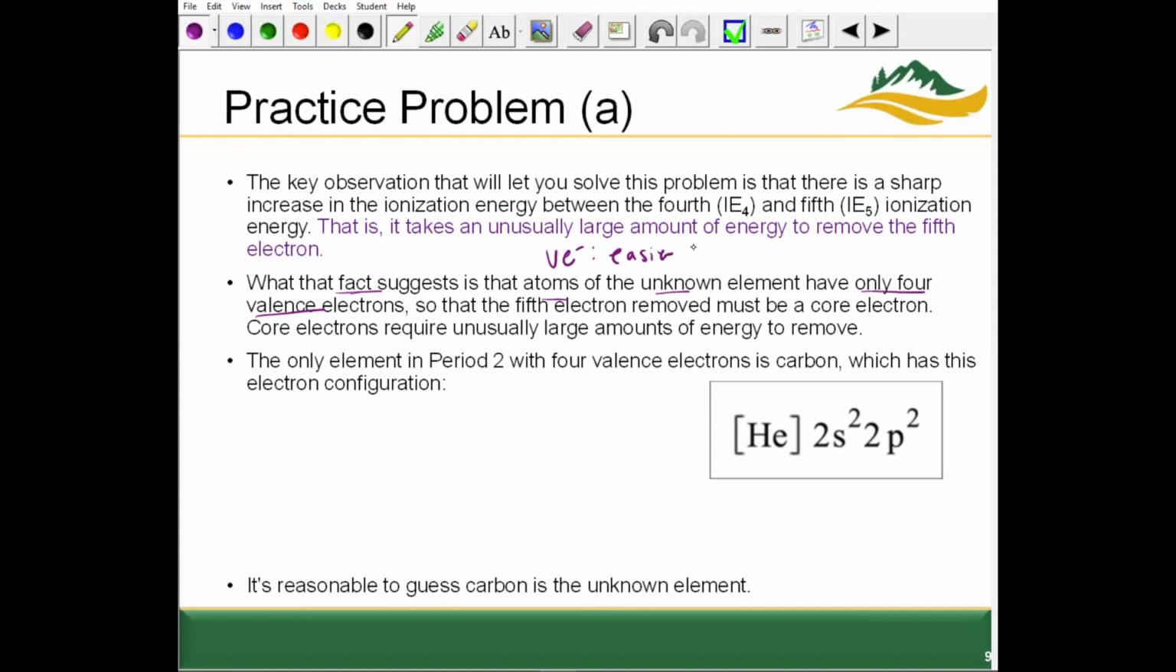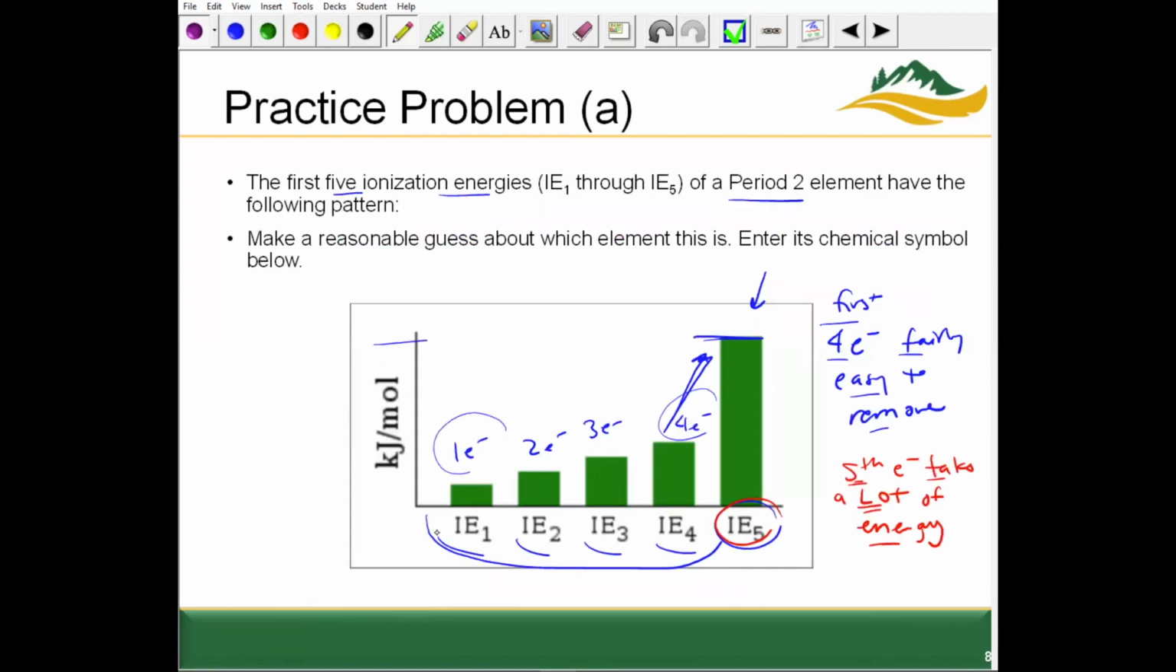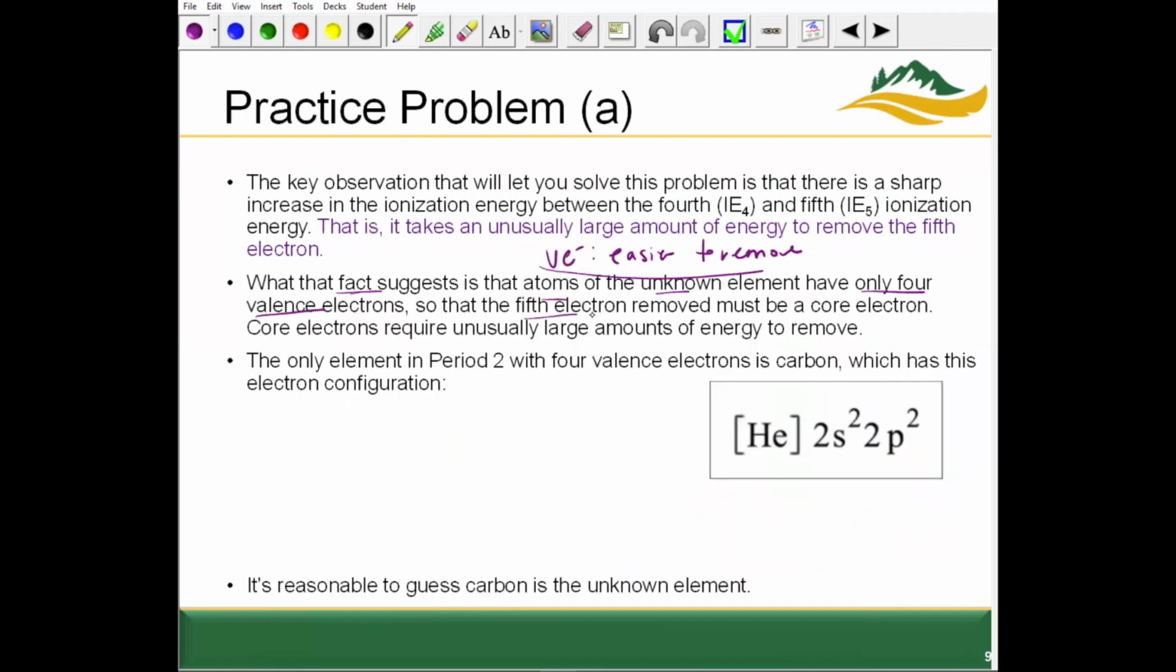Valence electrons are easier to remove. The ones that are easier to remove for this example are the first 4 electrons. That is hinting to us that this unknown element has 4 valence electrons. The fifth electron requires so much more energy that we're likely to think that that's a core electron or a non-valence electron. Non-valence electrons are a lot more difficult to remove.